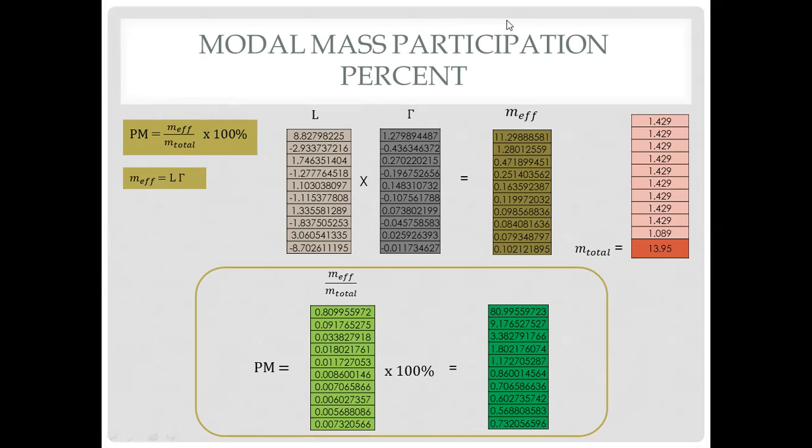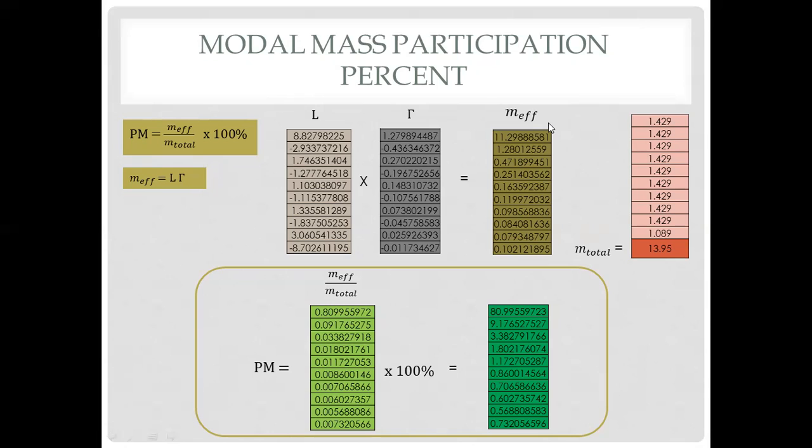So, this is the formula. EM equals MF over M total times 100%. To get the MF, this is its formula.